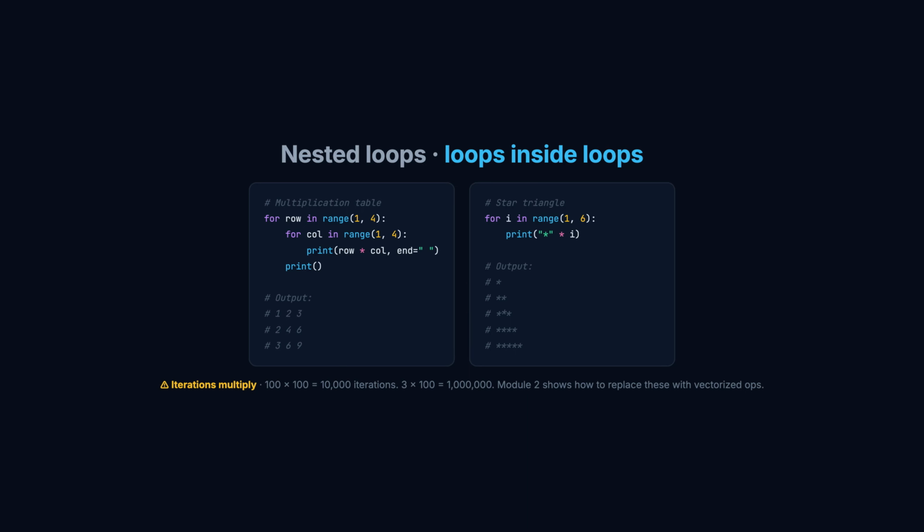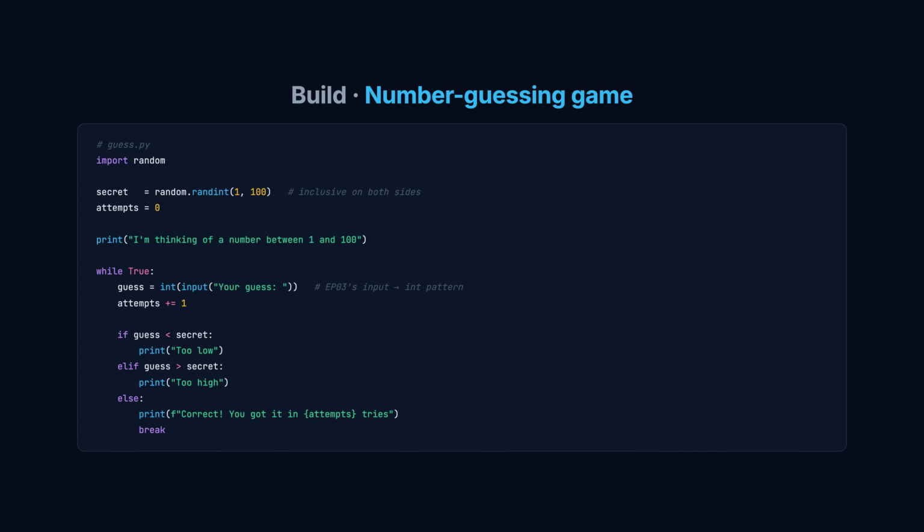The number of iterations multiplies. 2 loops each running 100 times is 10,000 iterations. 3 loops of 100 iterations is 1,000,000. You can do a lot of work inside a nested loop. For small sizes, it does not matter. When we get to data in Module 2, we will learn how to replace those nested loops with something vastly faster. Time to build. Our project is a number guessing game.